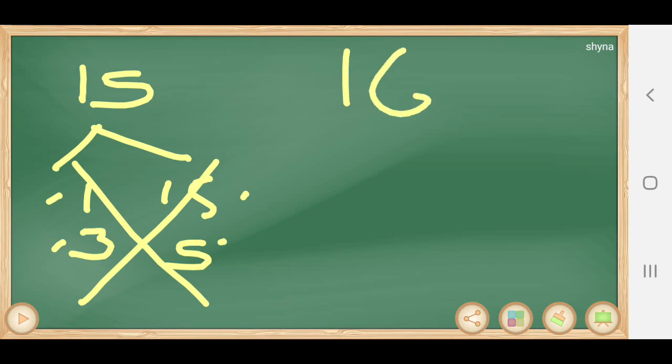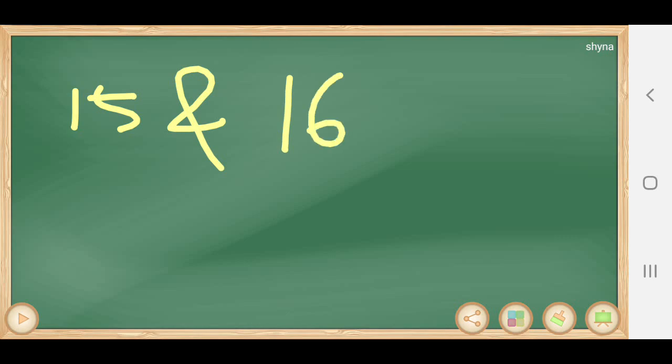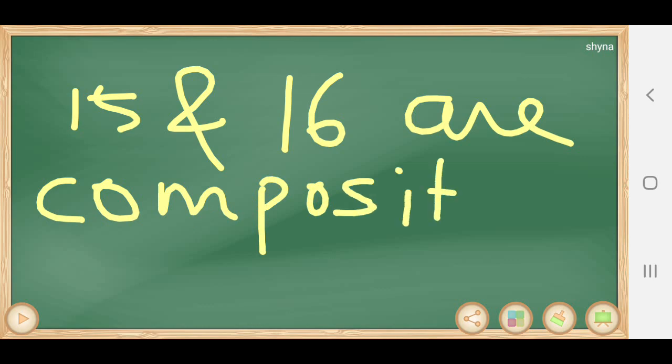Okay. Then 16. How many factors? 1 into 16, 2 into 8, 4 into 4. 1, 2, 3, 4. Once you return, 5 factors are there. So it is not a prime number. Understood that? So 15 and 16 are composite numbers. Okay. So to identify prime or composite, you must find the factors. If a number has more than 2 factors, it will be composite. If it has only 2 factors, that numbers are prime numbers.